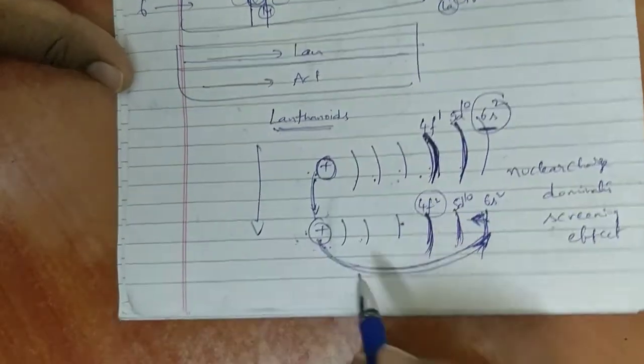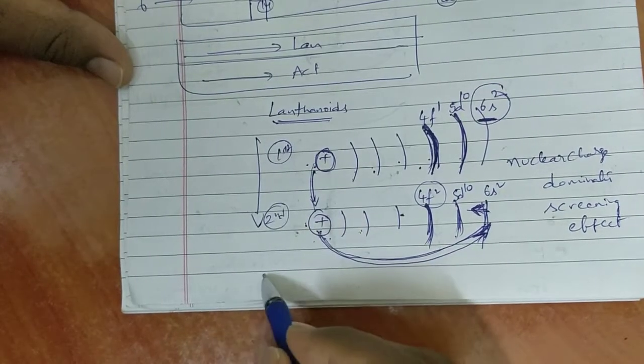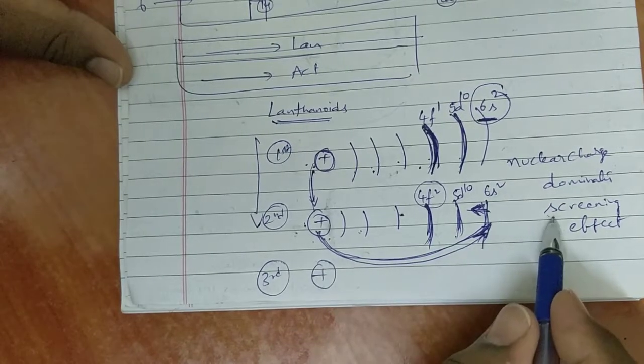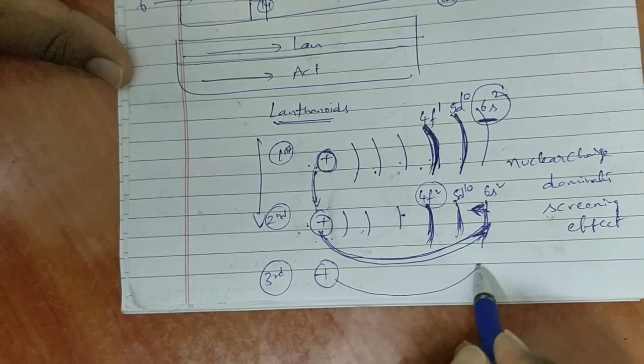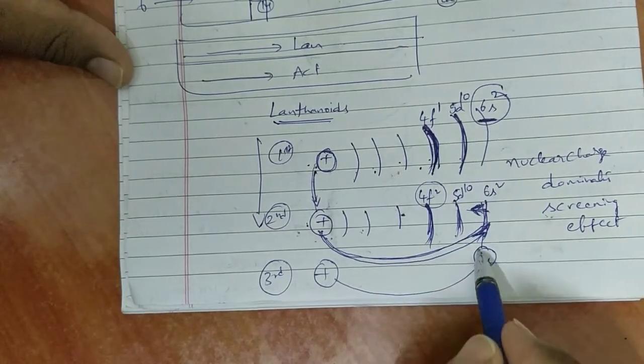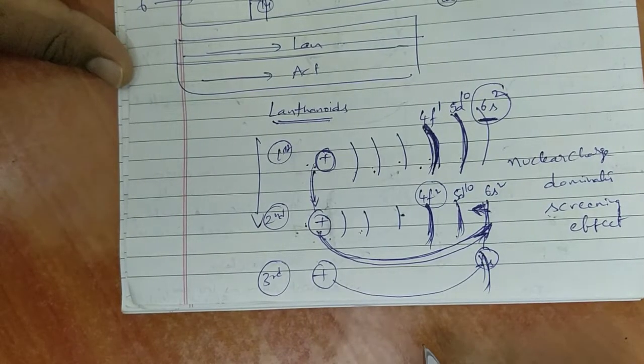Lanthanides belong to group. Next coming to, this is first lanthanide. This is second lanthanide. Coming to third lanthanide. Further nuclear charge dominates screening effect. So this one will hold the 6s electrons furthermore strongly. Because of that, this one will come furthermore closer.